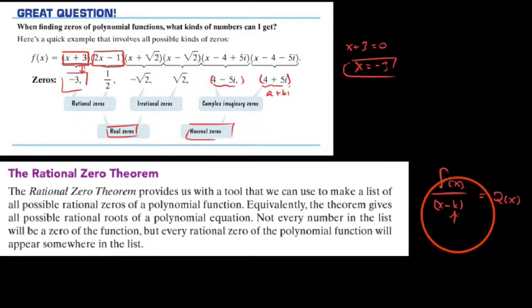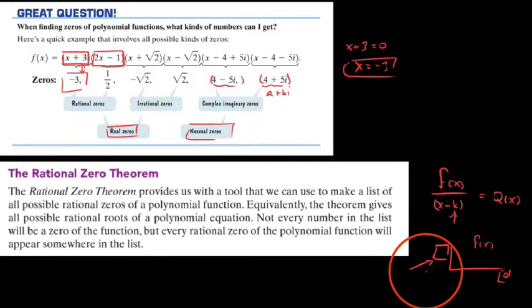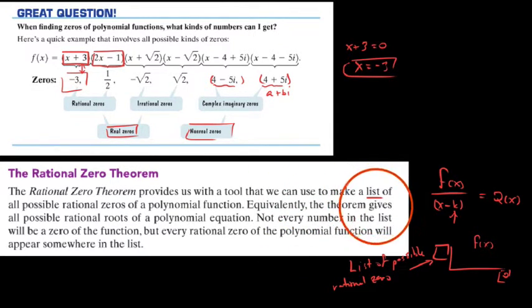So here's what we're going to do. We're going to synthetically divide f of x until we find something that goes in evenly. But what this rational zero theorem does, when it says it provides us with a tool that we can use to make a list of all possible rational zeros for this function, basically it gives us a list of numbers to try to use out here. Okay, so it's a list of possible rational zeros. So if you are a rational zero, basically, you're going to be on this list that we make here.